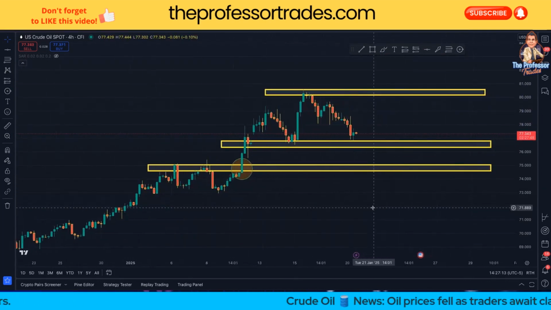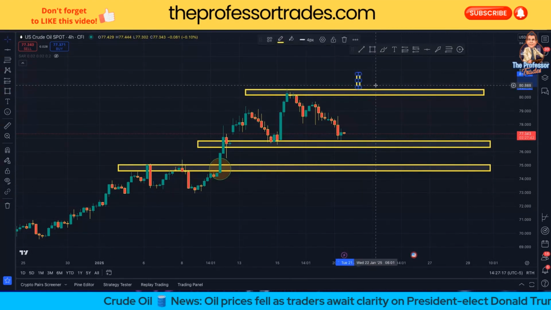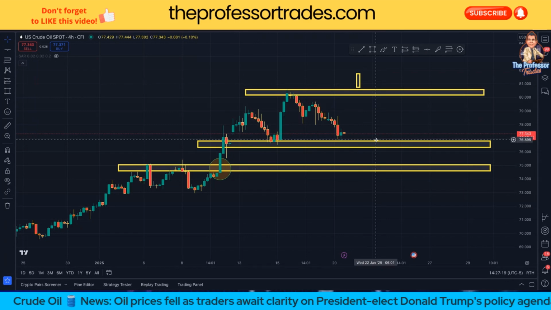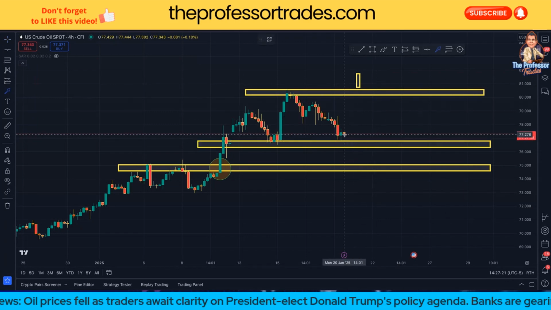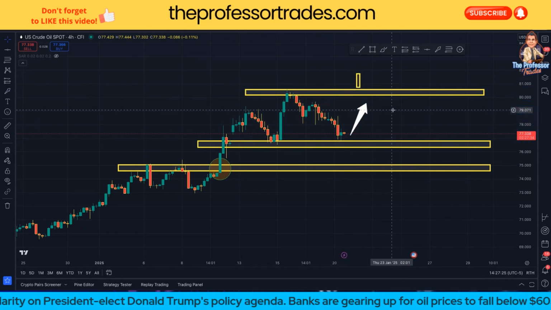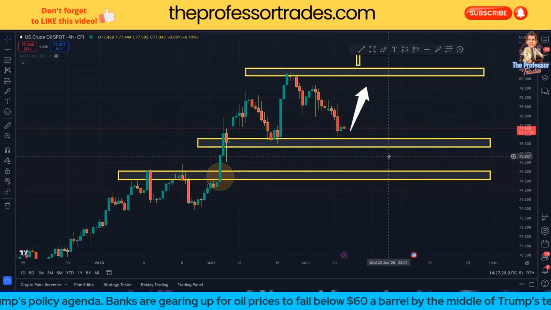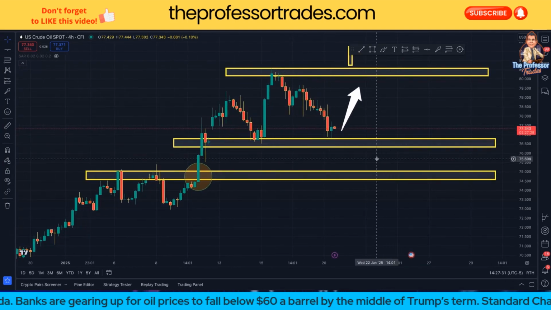For now, this is where we are at. If we cannot create a new high above 80, even if price does come back up, we sell again until this happens. In the meantime, at this point, we're not going to sell from support. We are going to wait to see what price does.